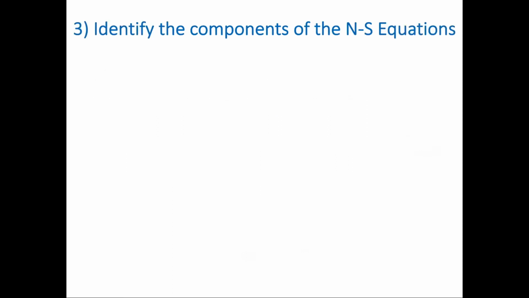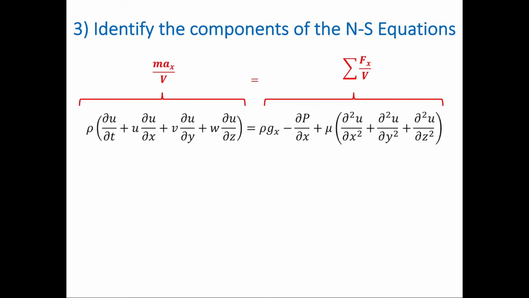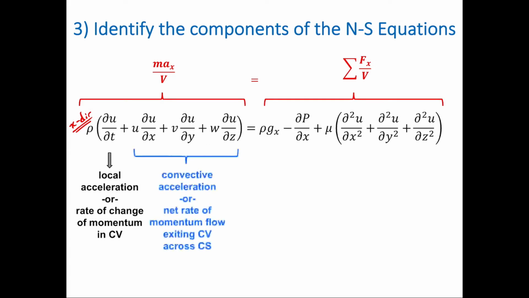So now we need to get to number 3, which is identify the components of Navier-Stokes equations. We'll knock this one out quickly. So let's take the x direction. X direction of the Navier-Stokes equations. Again, ma is equal to F on the right-hand side. The term on the far left is our local acceleration, or the rate of change of momentum within the control volume. The next few terms are our convective acceleration.